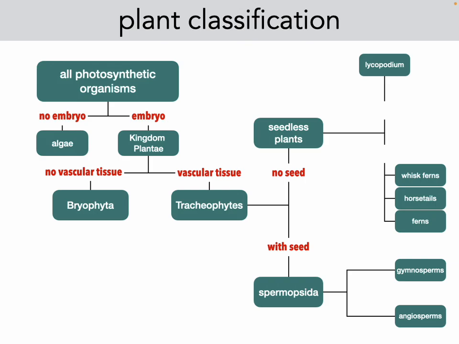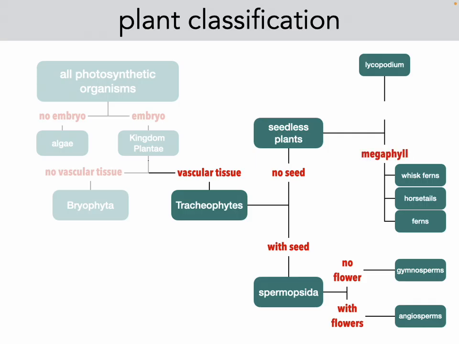And there are two groups here that we learned this morning. There's no flower, with flower. We'll talk about that next week. And there are two groups: the one with microphyll, again, microphyll is leaf with only one vein, and then megaphyll is the leaf with multiple veins.